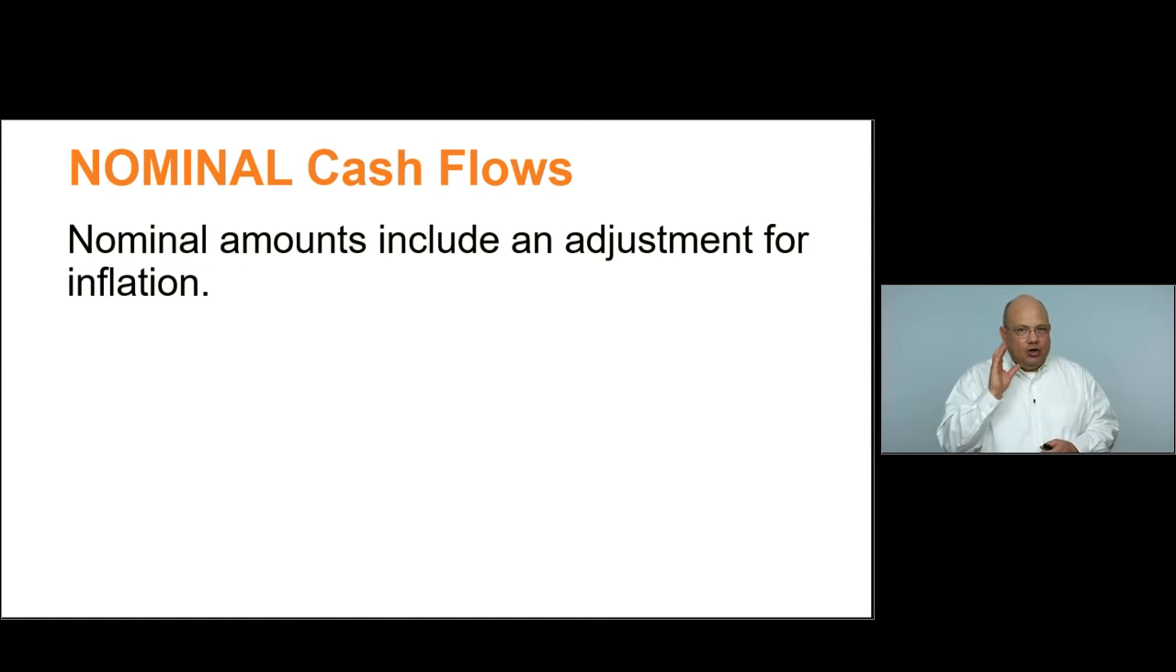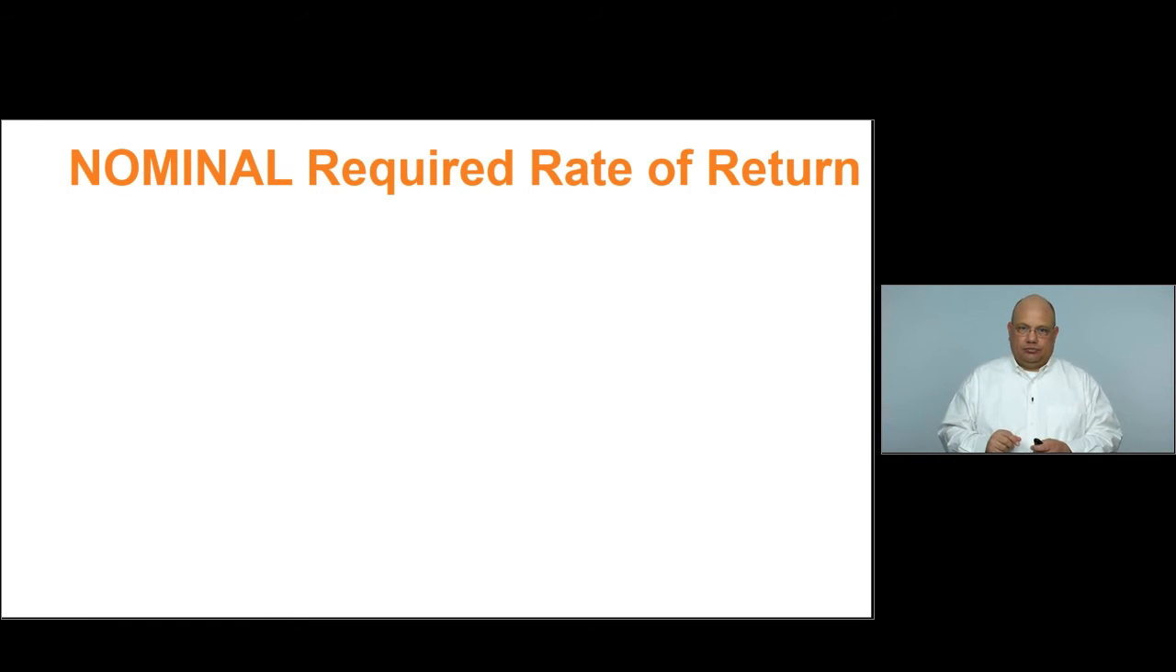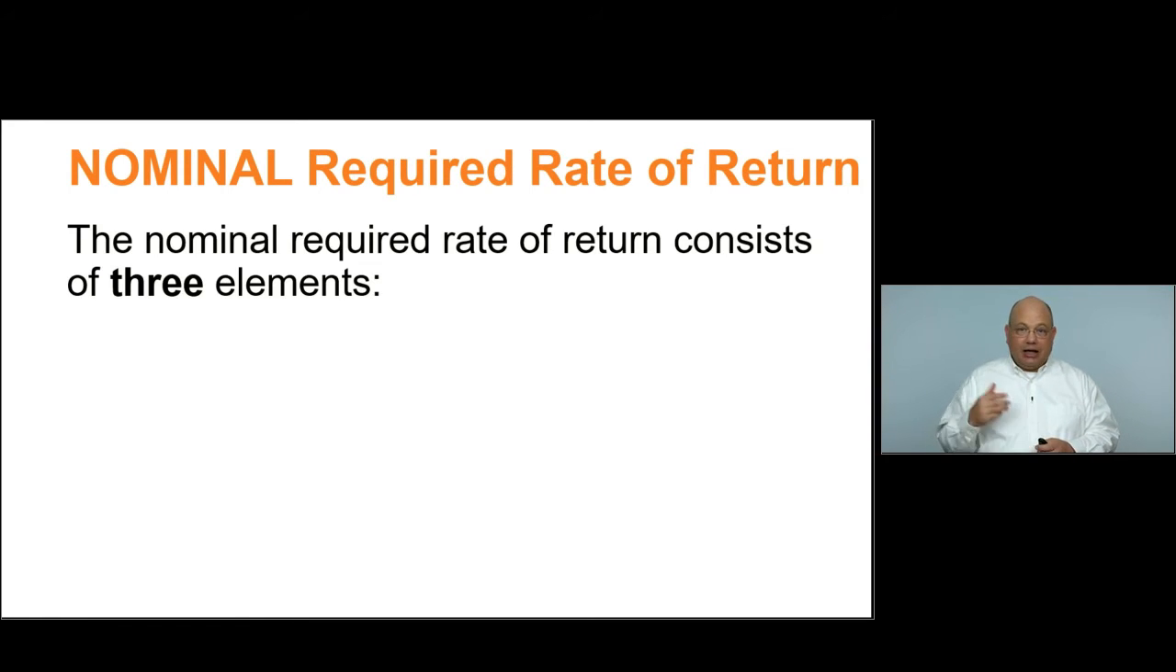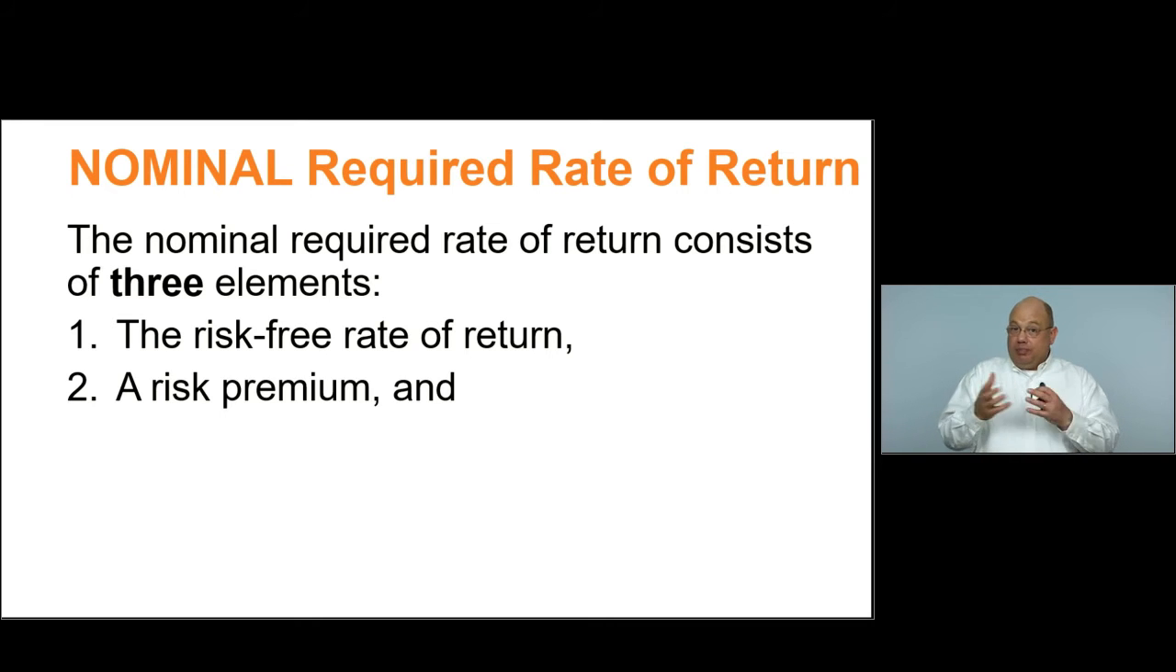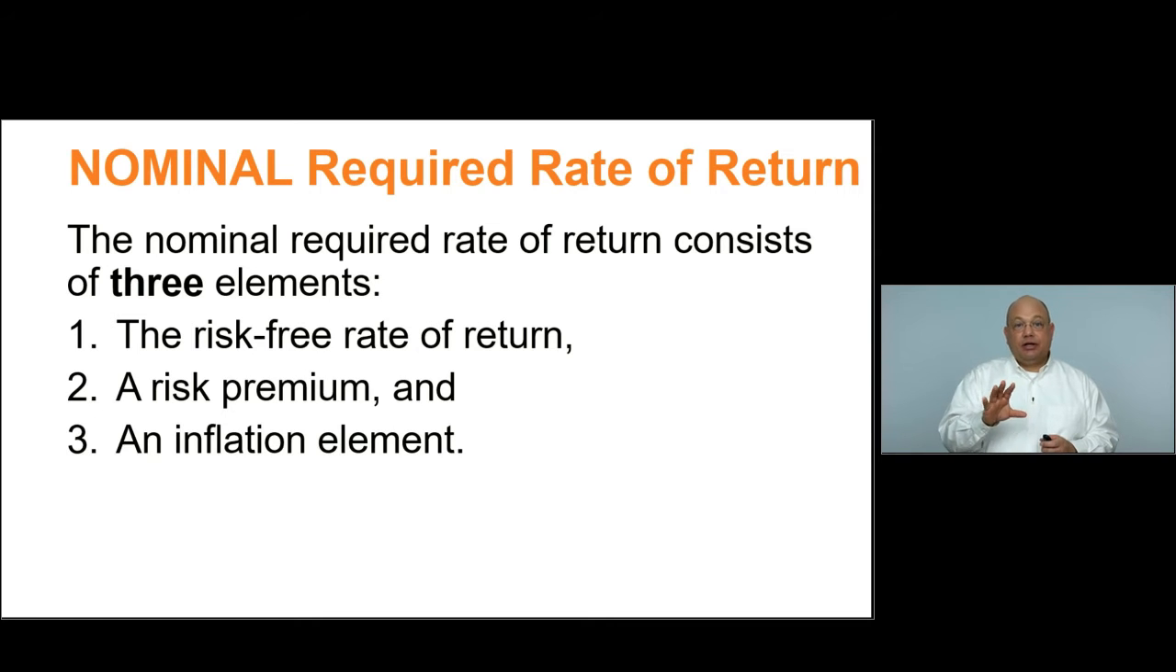Now, the nominal required rate of return consists of three parts. Three elements make it up. There's the risk-free rate of return. Okay, this is assuming no expected inflation, that long-term government bond rate. Then there's also a risk premium for the business risk that we have. And then also in a nominal rate of return, there's the element of inflation. Okay, it's above the real rate. This is what we expect is going to happen, that expected decline in purchasing power due to inflation.